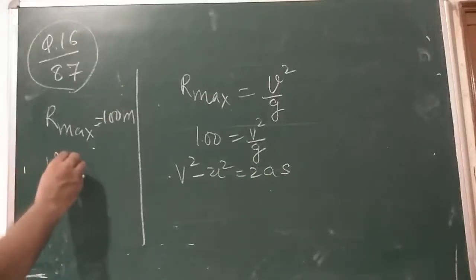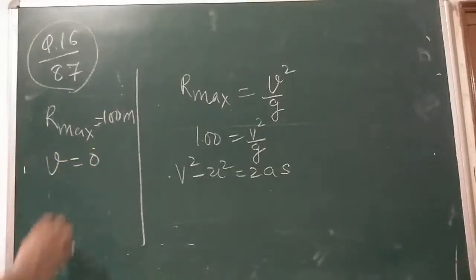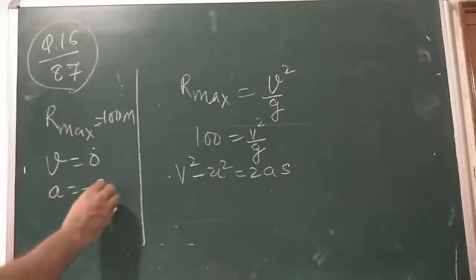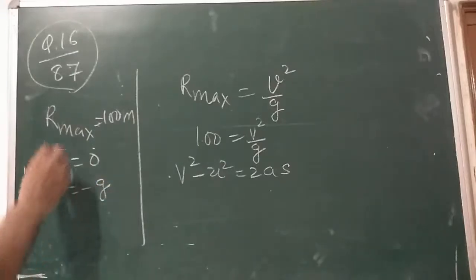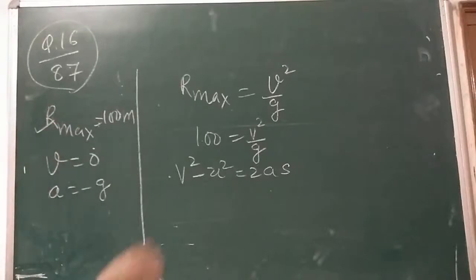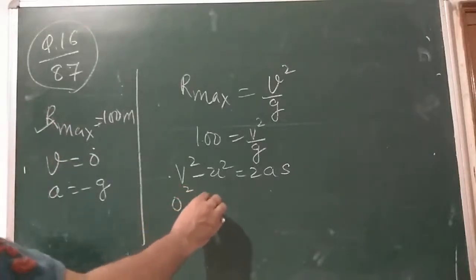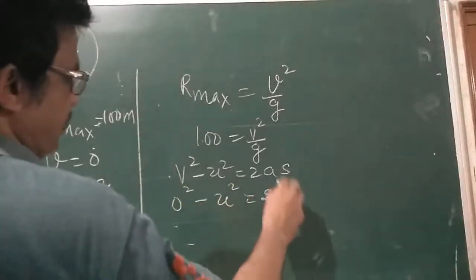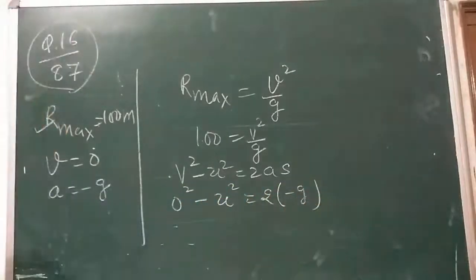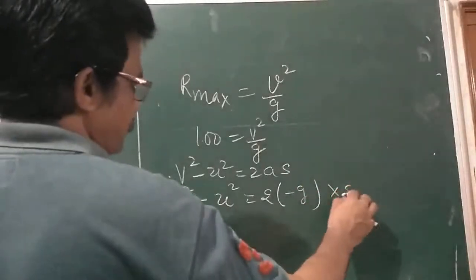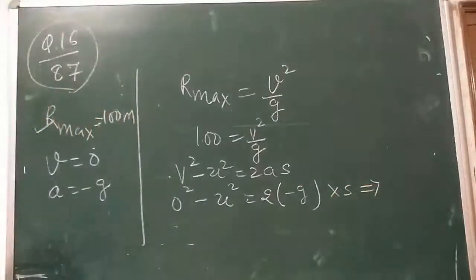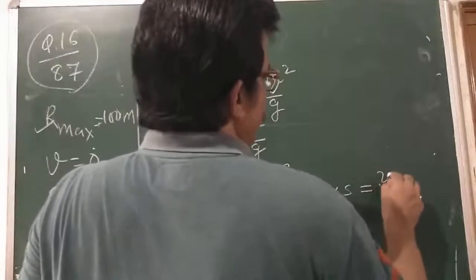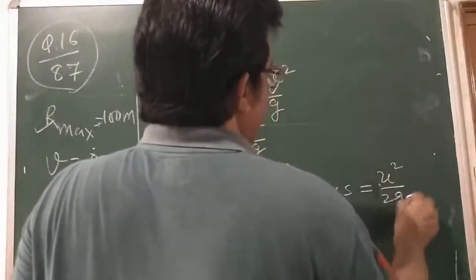Here V is equal to 0, final velocity. Acceleration due to gravity is minus G. And R maximum is given. Put it here: 0 square minus U square is equal to twice A, in place of A put minus G, and S. You may calculate it here. So what are we getting here? S comes out to be U square by 2G.